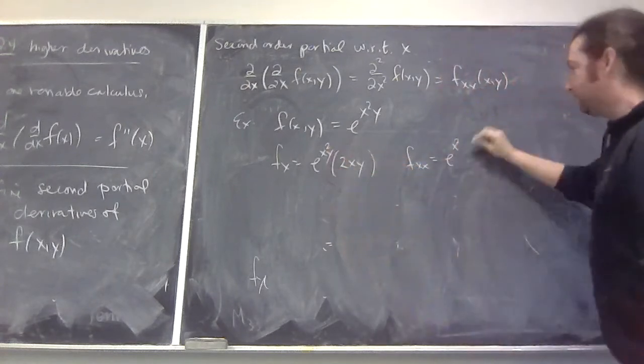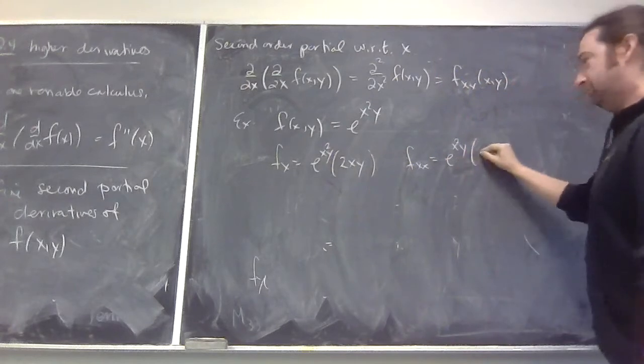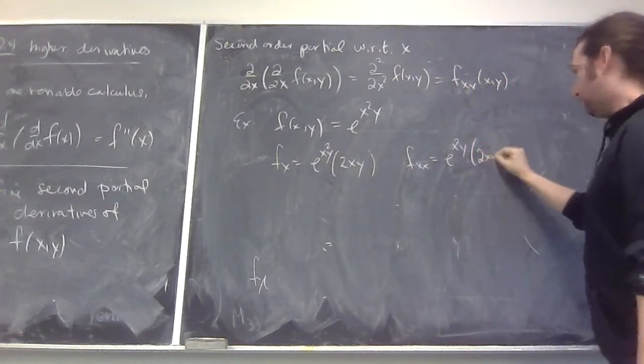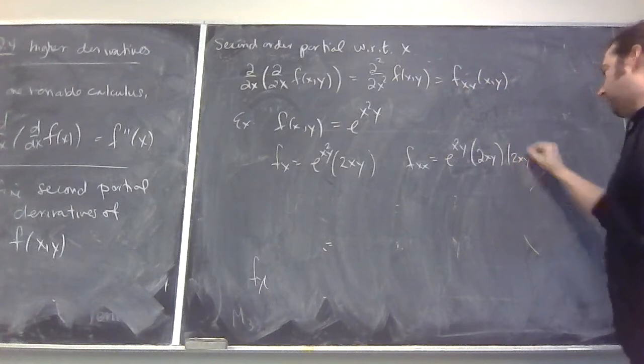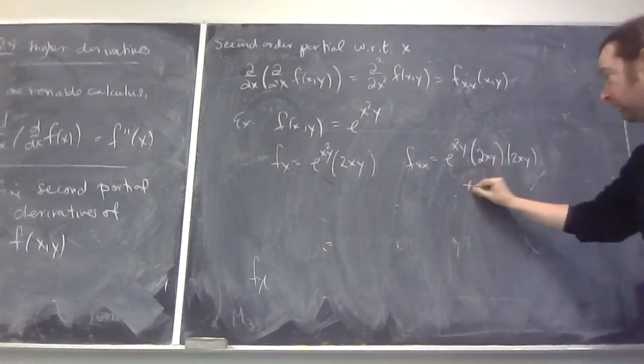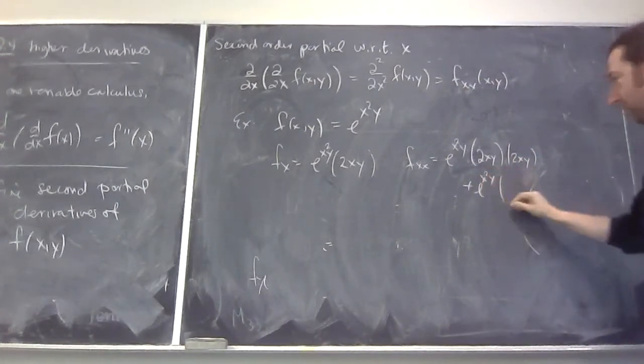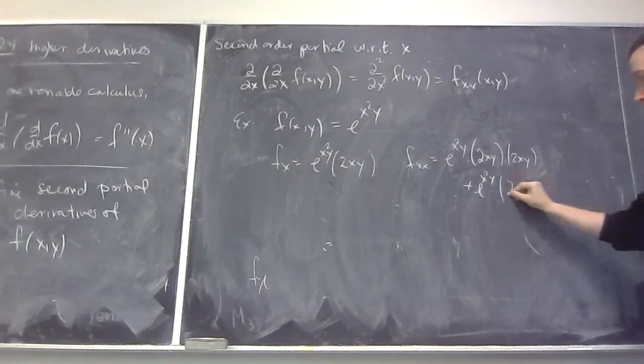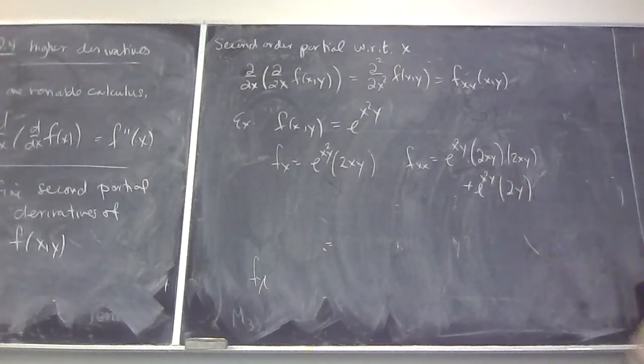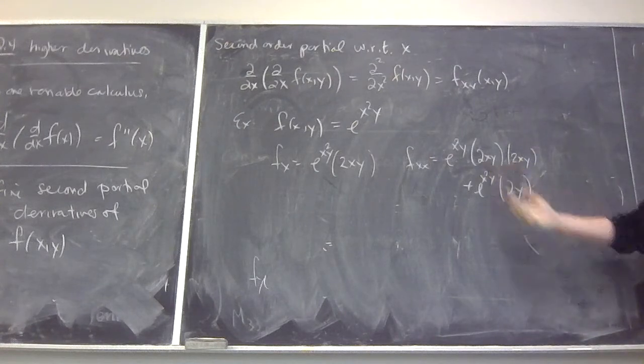times 2xy times the 2xy that was already there, plus e to the x squared y times the x derivative of 2xy, which is 2y. So there you go. Second derivative with respect to x. These almost always, for any remotely complicated function, you get product rules falling out the other side, because you're going to be chain ruling out these pieces.